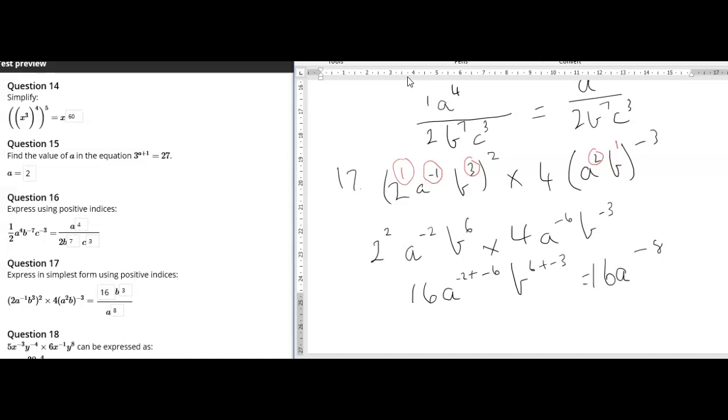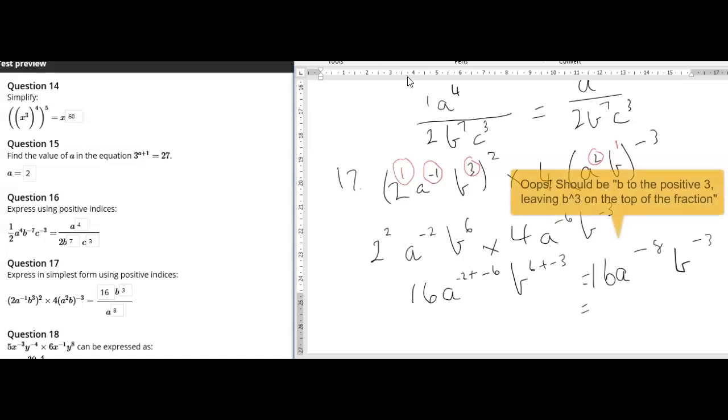Sorry, I'm just looking at the answer. And then b, negative 3. I just want to make sure I'm on the right track. Okay, good. Now, let's write it as a fraction.